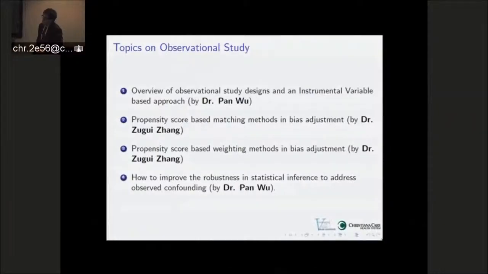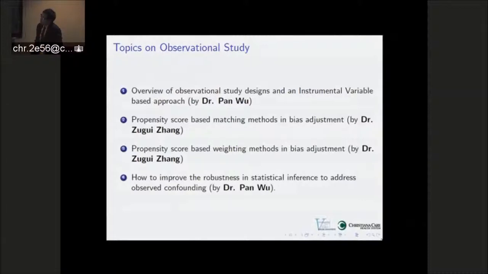And today I'm going to give a talk about observational studies. Part of my research is on causal inference for both observational studies and experimental studies. So when I was asked to give a talk about this topic, I'm so glad to share some of my experience and knowledge in this area. And this is the topic for the whole observational study series. Today is the first one, so I will talk about the overview of observational study designs and also introduce an instrumental variable-based approach.